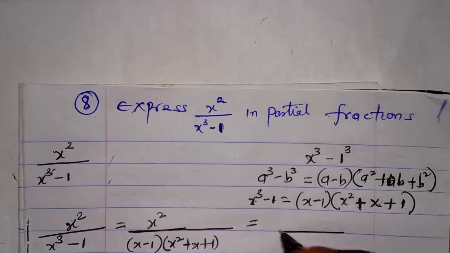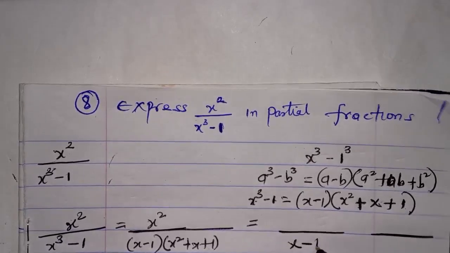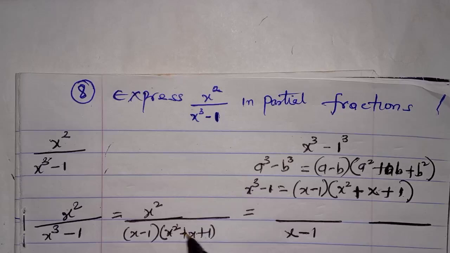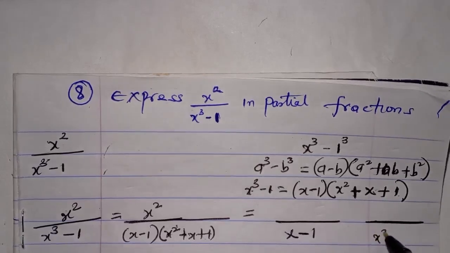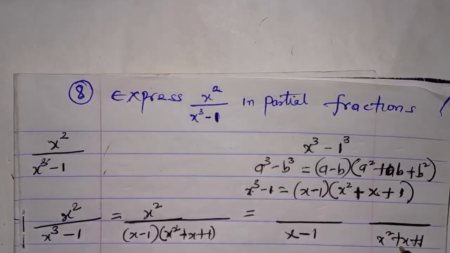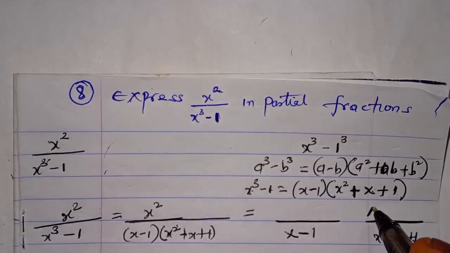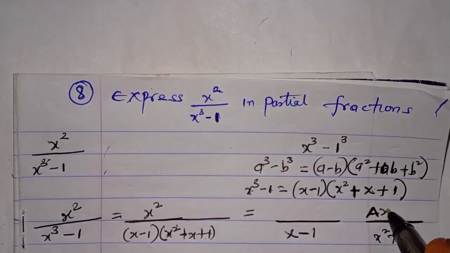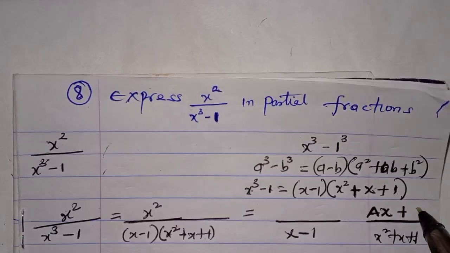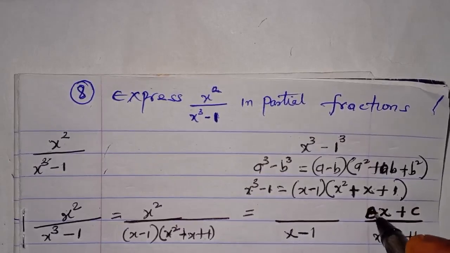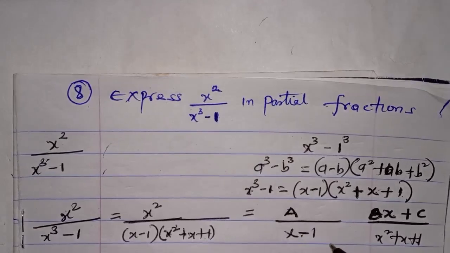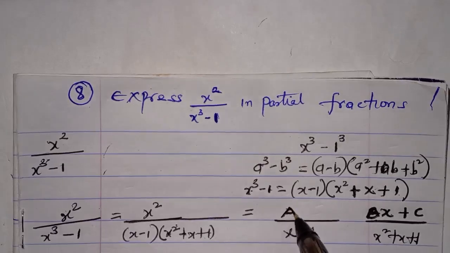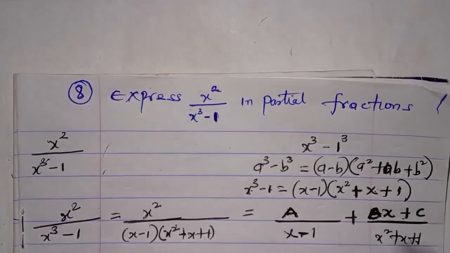So we now split it into two fractions because we have two denominators, one with x minus 1 and the other with this. This x squared plus x plus 1 is an irreducible quadratic factor. That is, we cannot factorize it. Because it is an irreducible quadratic factor, we assign a linear factor to it, bx plus c. This factor x minus 1 is a linear factor, so let me start with a, the first constant, then use bx plus c there. That's it.